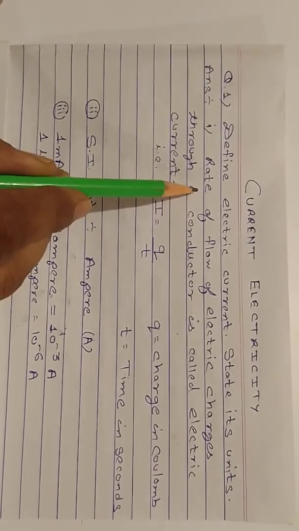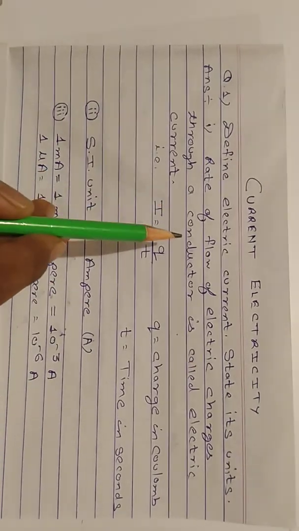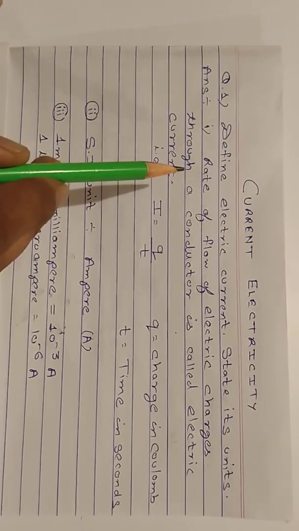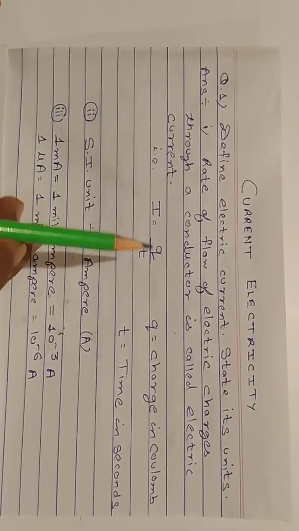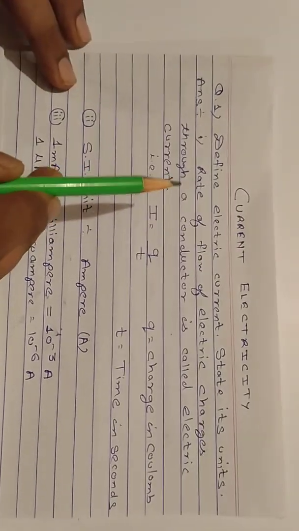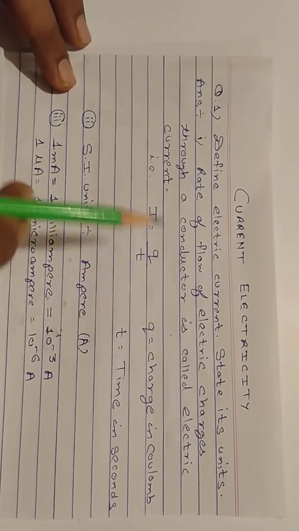The definition of electric current is the rate of flow of electric charges through a conductor, because current is flowing through the conductor. So rate means what? The total charge flowing per unit time. That is, the rate of flow of electric charges through a conductor is called electric current.